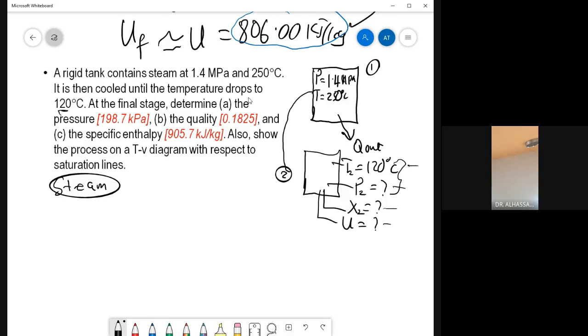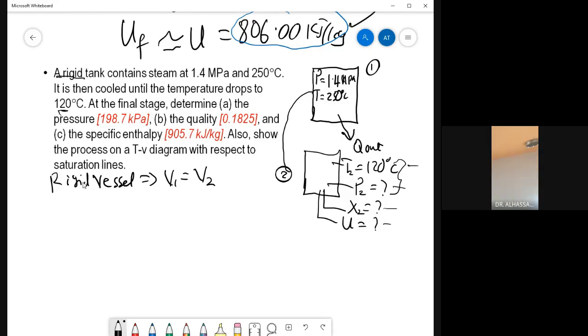So if we look carefully, we are told this is a rigid vessel. So a rigid vessel implies the initial volume and the final volume are the same. So rigid vessel implies V1 equals V2.